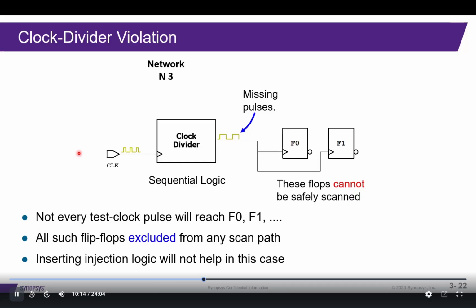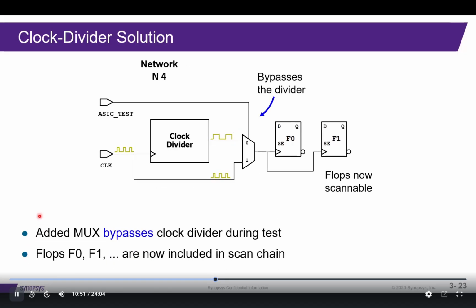Here's an example of a clock divider violation. The external clock from a tester gets divided by a clock divider, which could potentially end up with missing pulses by the time it reaches the registers as compared to the actual clock being fed in from outside the design. All of these flip-flops will be excluded from any scan path. So the solution to this situation could be to insert a multiplexer that bypasses the divider such that the external clock can now reach every register in the design, gated by a signal called async_test. With this modification, all the registers downstream can now be included in the scan chain.